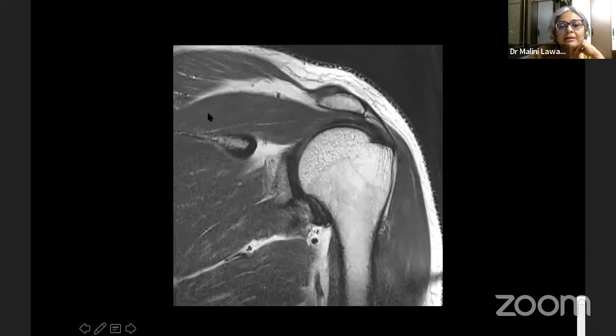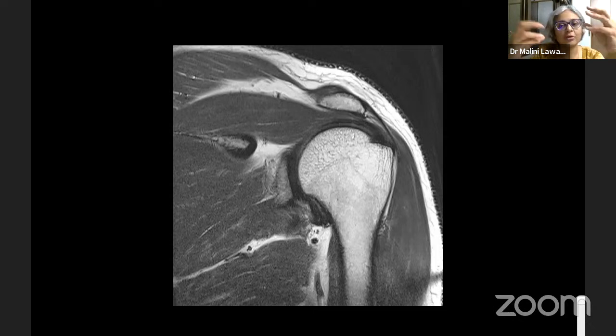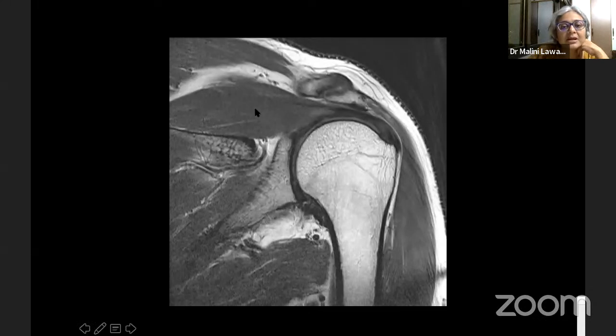As we come more anteriorly, you can start seeing the supraspinatus muscle belly and the supraspinatus tendon. This is the supraspinatus footprint, while this is the critical zone. So all tendons normally look dark on all the sequences. This is because the collagen fibers are so tightly packed that there's no place for the hydrogen protons, the water molecules, to move around. So it does not give any signal. As we come further anterior, we can now see the supraspinatus muscle, the supraspinatus tendon.